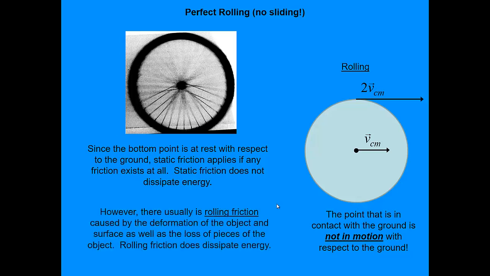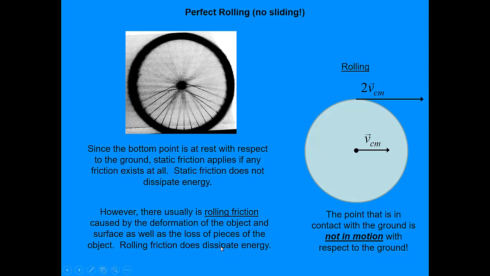Rolling friction is something that occurs when you have a rolling object, and it comes from two places. One is losses of pieces of the object, which dissipates some energy. Think of a car tire or a bike tire. Over time, what happens? Well, it wears through the tread. Where did that tread go? It didn't just disappear. It got literally ripped off of the bottom of the tire. And that dissipates some energy.